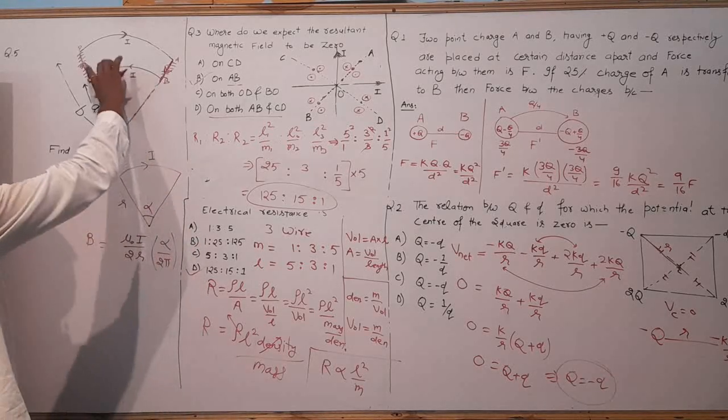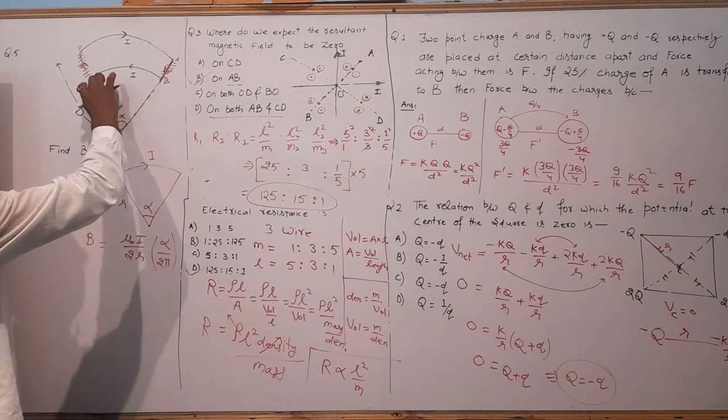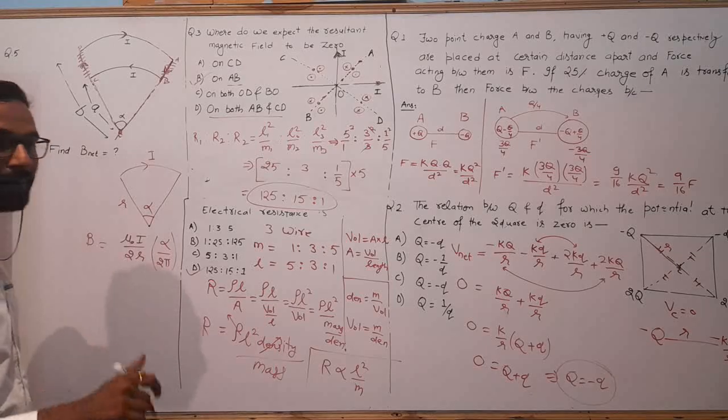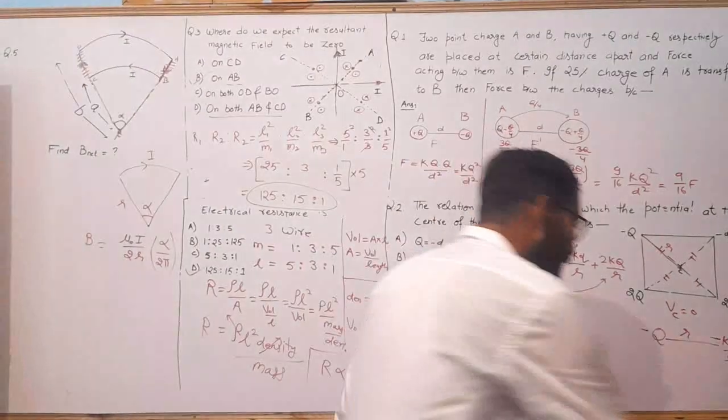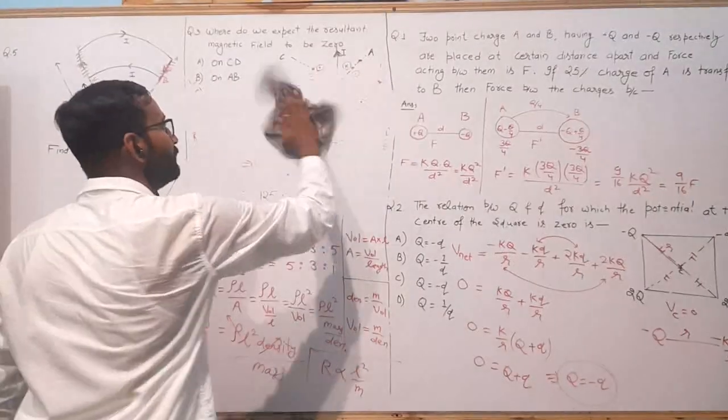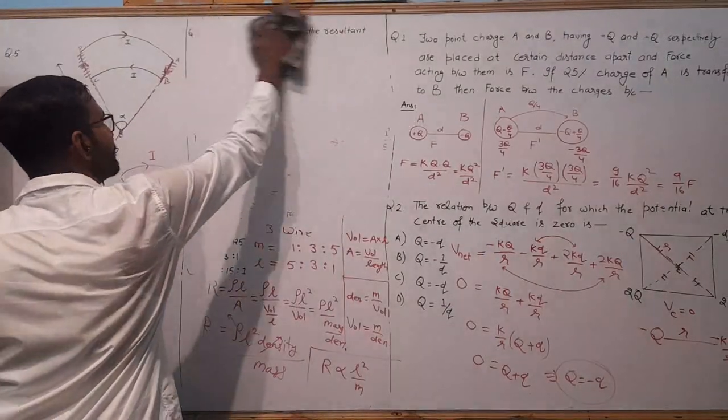Now come here. There are two arcs. The first radius is A and the second radius is B. First we will talk about the magnitudes only. And next, after this, we will find out the direction.